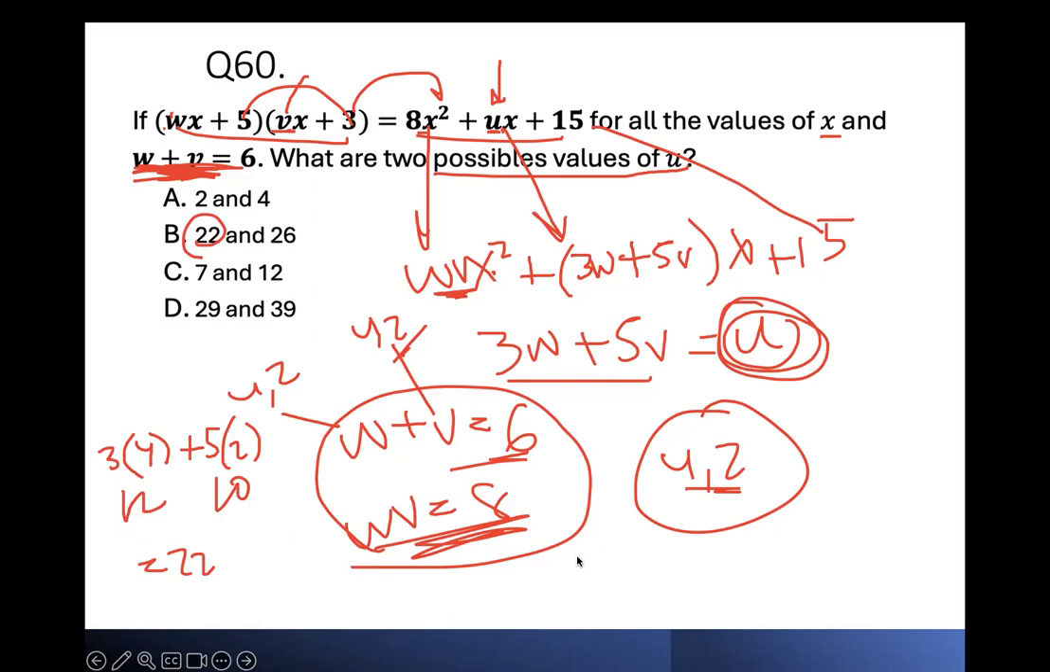Let's flip it. W is now 2, and V is now what? 4. This is 20 plus 6. This is 26. This is why these are the true values of U, not 2 and 4. 2 and 4 are your factors. Then you put them in to give you that. This is how you do it.